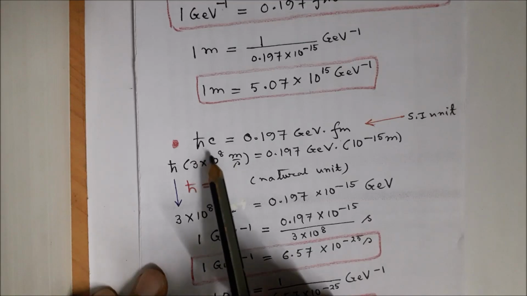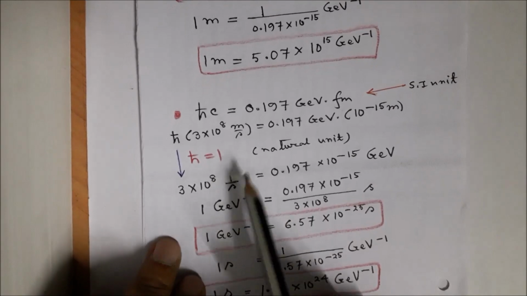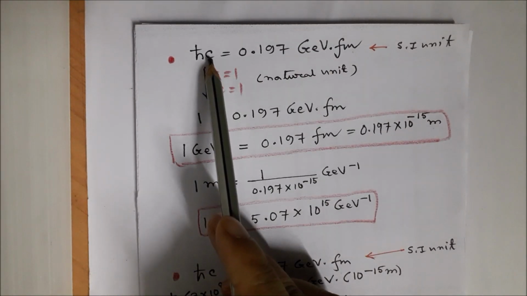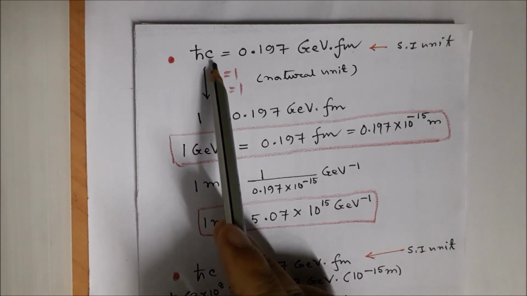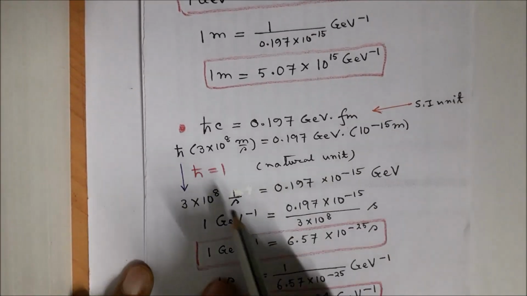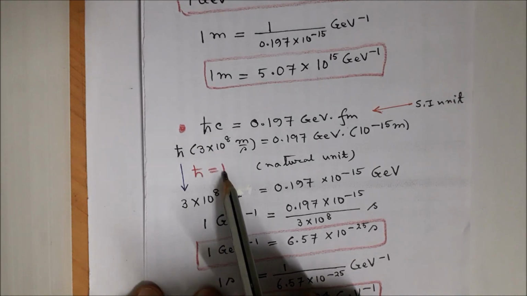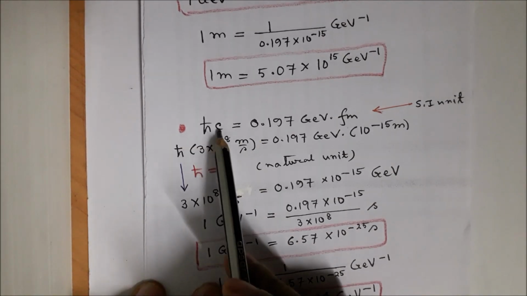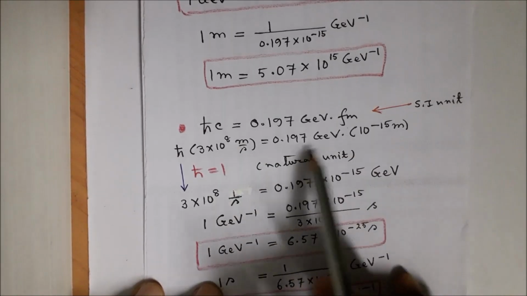Earlier we used H cross 1, C 1. Now to bring time into the picture: time is hidden in C. C is velocity, velocity is length by time, so time is included here, and we are now trying to bring time explicitly. So to drag it out, let us do away with H cross by putting H cross equal to 1, but keep C, and let us expand C and write 3 into 10 to the power 8 meter per second. The other things remain the same.